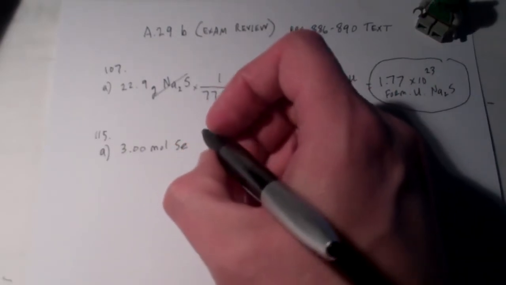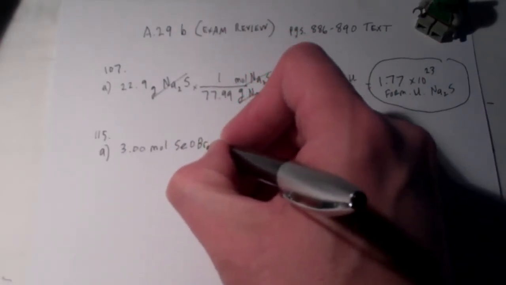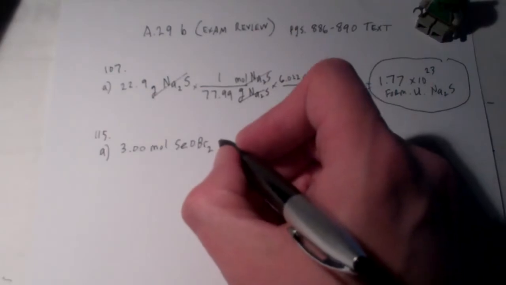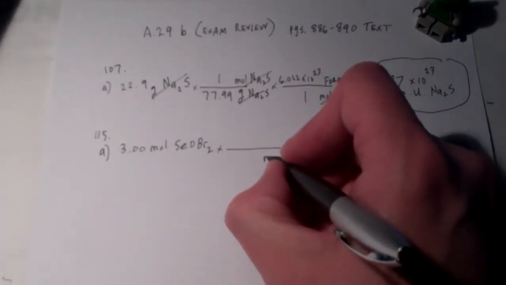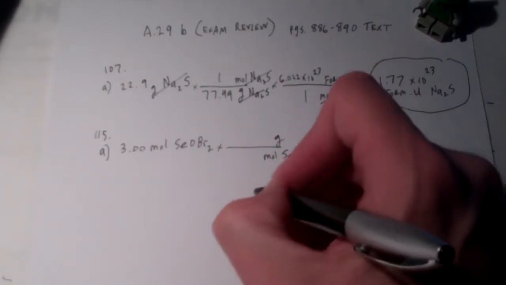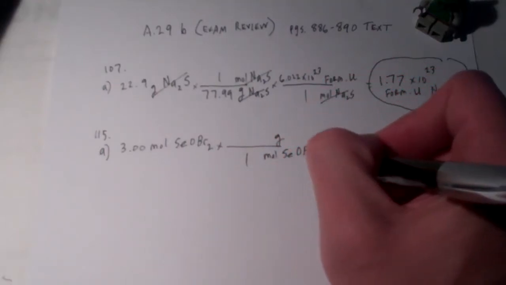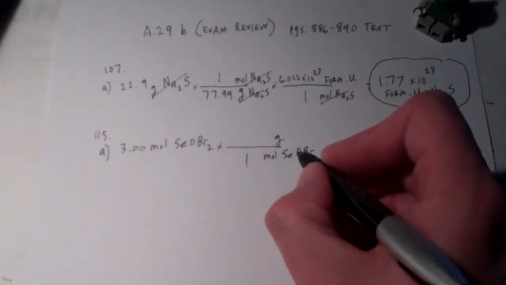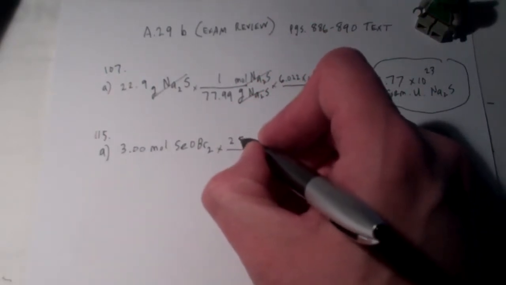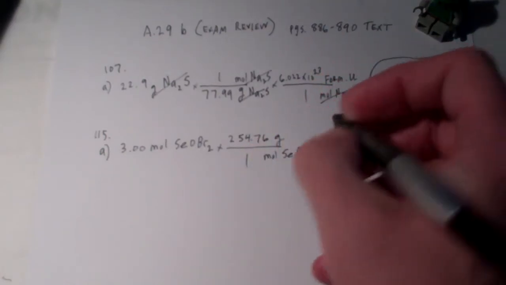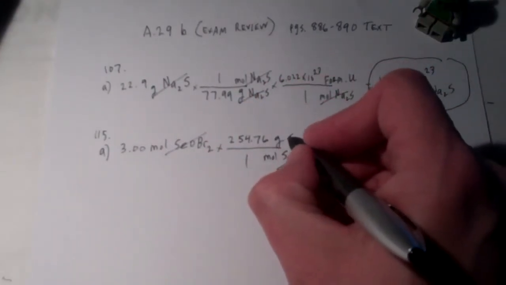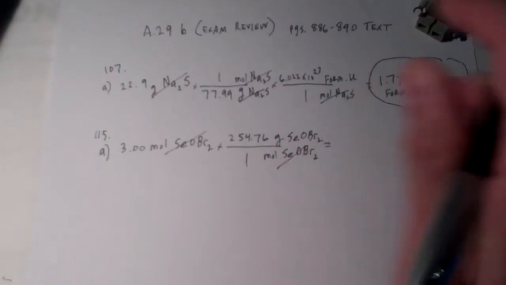of a compound called selenium oxybromide. And the formula is given as SeOBr2. So here we are going to go from moles of SeOBr2 to grams. And 1 mole of SeOBr2 is the mass of a selenium atom, an oxygen, and 2 bromine atoms added together. And I got 254.76 grams in a mole. So moles divide out, and we have grams of selenium oxybromide.